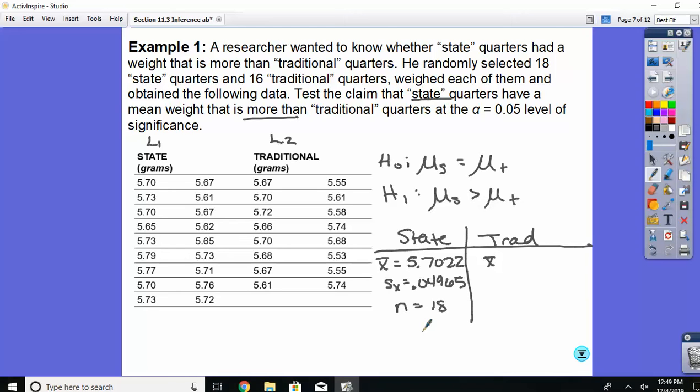So you're going to go to Stat, Calculate, 1 variable statistics, but change your list to L2. So I get X bar to be 5.6494, standard deviation 0.06894. My N this time is 16.